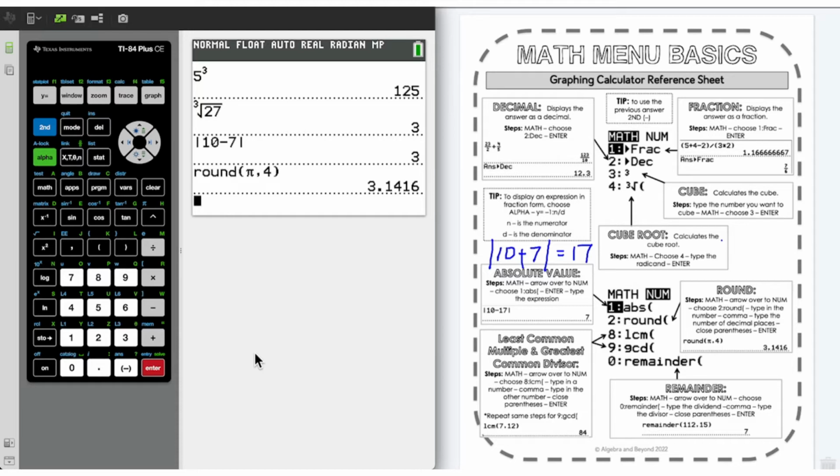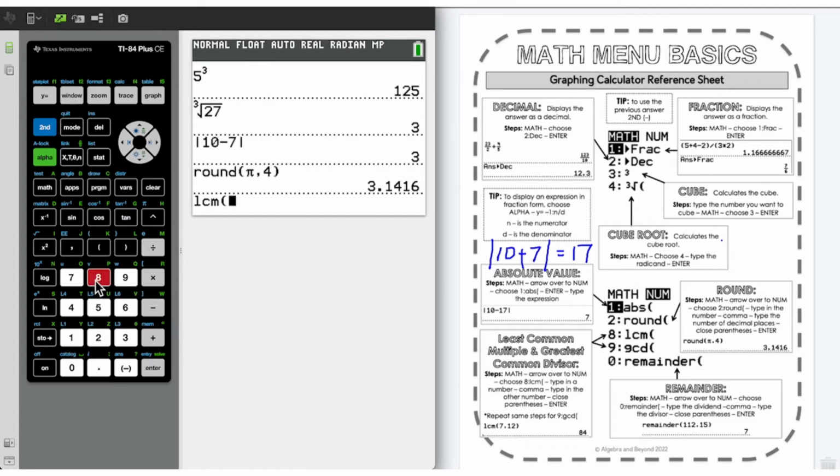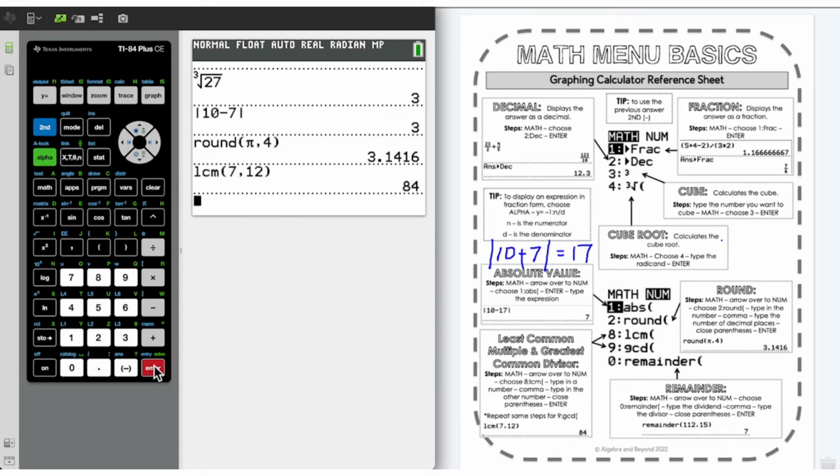Also, when students add or subtract fractions, finding the least common multiple can be challenging. So there's also an option for that in the math menu. And we're going to do number 8, the LCM. And we can choose our 2 numbers that we're trying to find. So let's say 7, 12. It will give us the least common multiple as 84. You can also do this for the greatest common divisor.